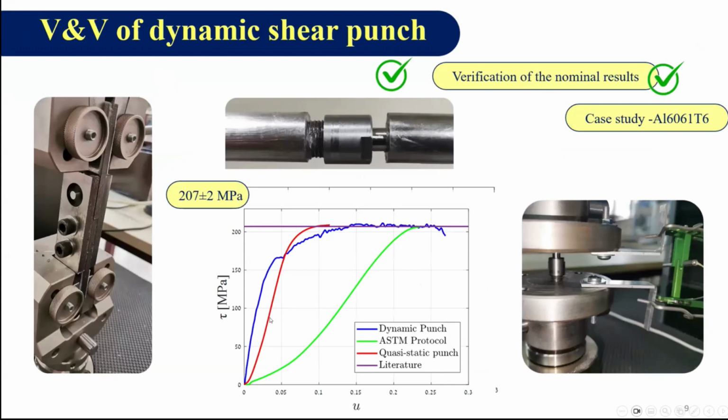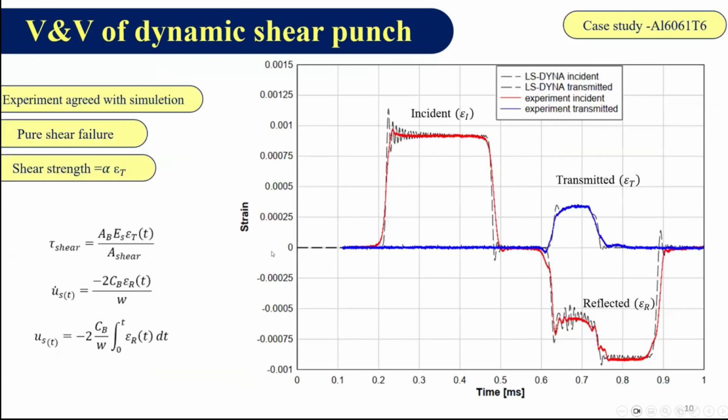And we also validated the nominal results by comparing them to the ASTM standard quasi-statically and also dynamically. And we saw that it all aligned perfectly with the results known from the literature. Also, we can see here the comparison between the simulation and the measured strain from the strain gauges. You can see that the signal is free from reverberation and there is no oscillation. Therefore, the measurement is very, very accurate. We don't need any filtration for the results. And in fact, we can use those assumptions to measure the shear stress, normalized displacement, and normalized displacement rate.